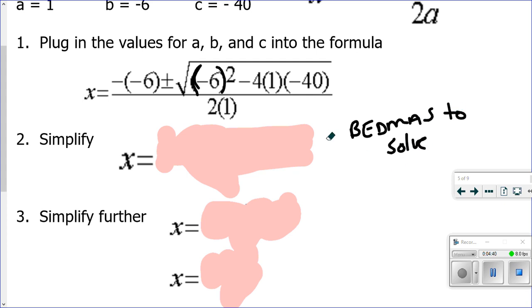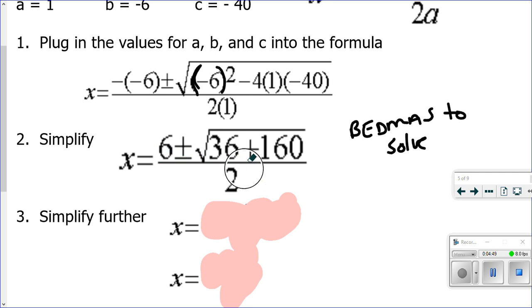So all those nasty little skills that you got taught and you hoped would never come back again, they come back again. So according to BEDMAS, we can do the multiplication. 2 times 1 gives us 2. Negative 6 squared is 36. Negative 4 times 1 times negative 40 is positive 160. Careful with the signs.